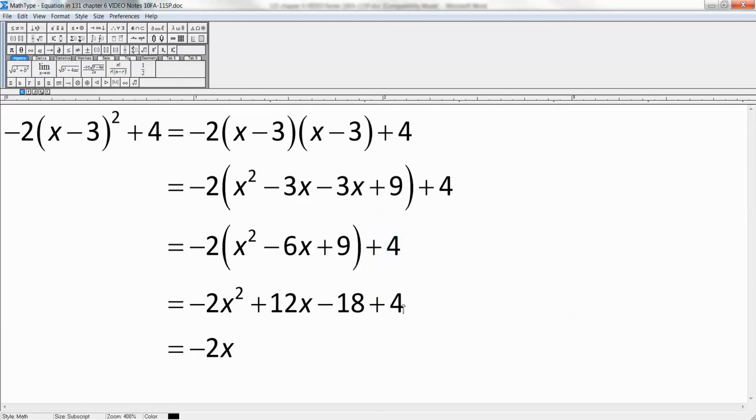And now you just combine like terms. Plus 12x, oopsie, not underscore 12x, plus 12x minus 14. And we're done.